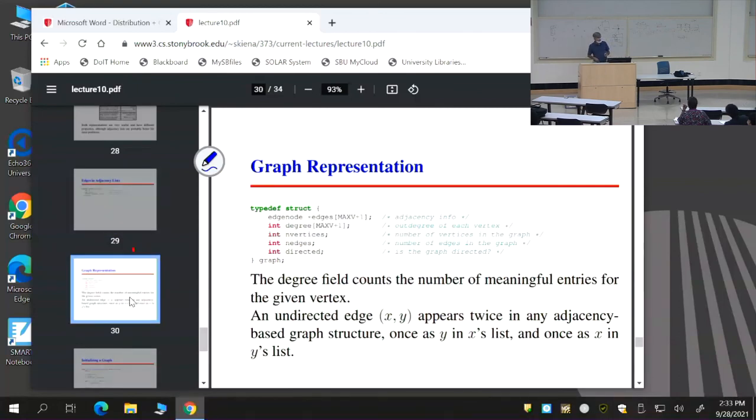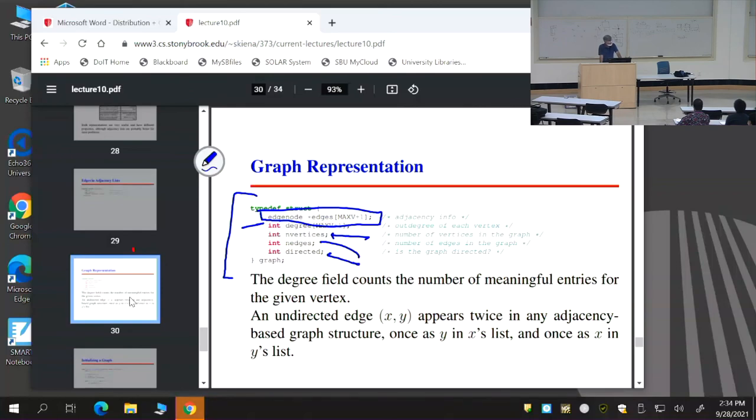How do I represent the graph in general? Each graph is going to have a number of vertices, n. I may be curious to know how many edges are in my graph, so I'm keeping that as a variable. I might want a flag to tell me, am I storing a directed graph or an undirected graph? I might also want to know the degree of every vertex. That's optional.